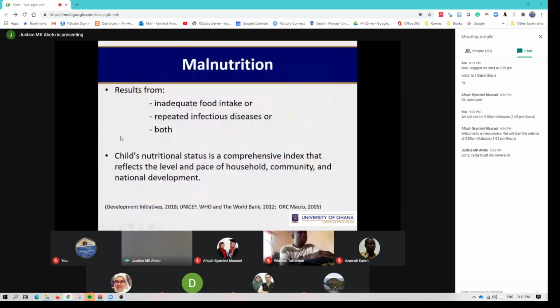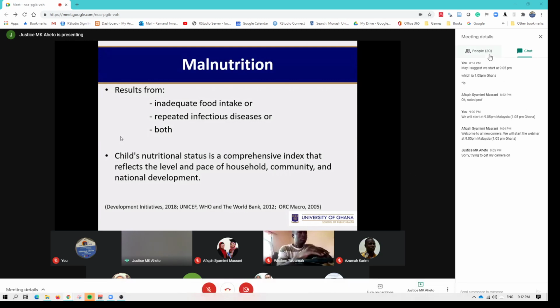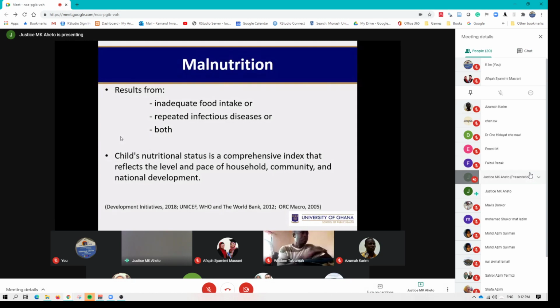Before I move into the modeling aspect, we also need to know something about what malnutrition is all about, and the scale of its effect at the moment, at the global level, then at the African level, then zooming down to Ghana specifically. Malnutrition is simply inadequate intake of food or nutrients, or the presence of a repeated infectious disease, or both. What it means is that if you don't receive the right amount of diet, or if you are struggling with an infectious disease that can be prolonged over time, or both of these situations, you can be considered as suffering from malnutrition.